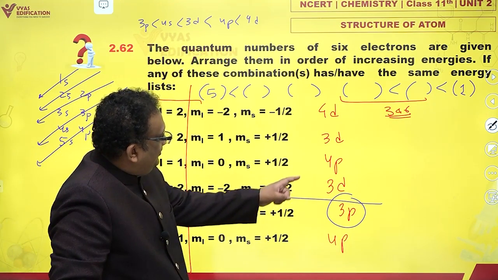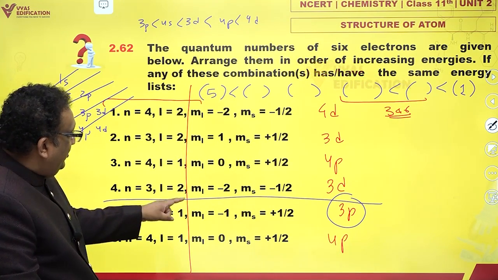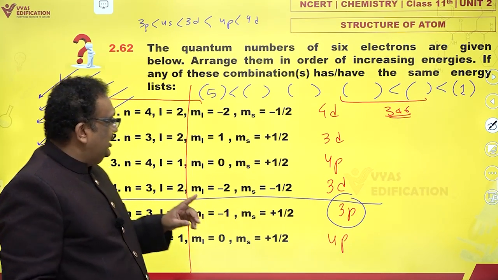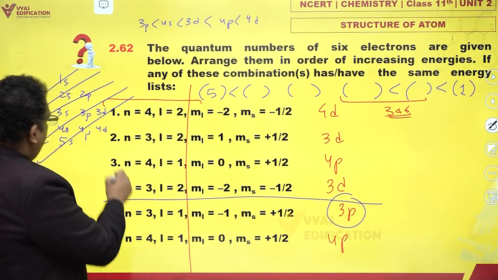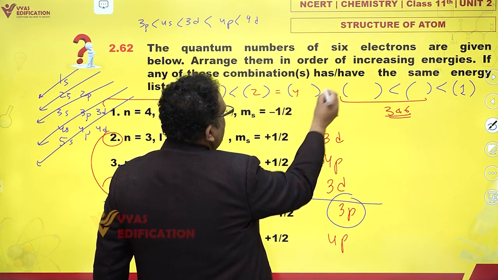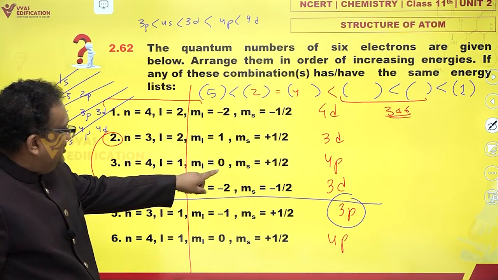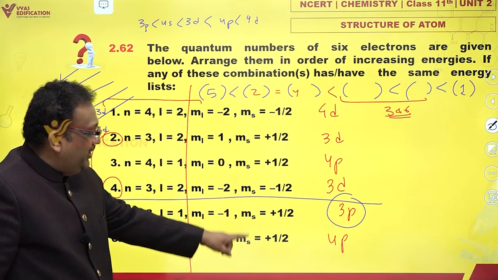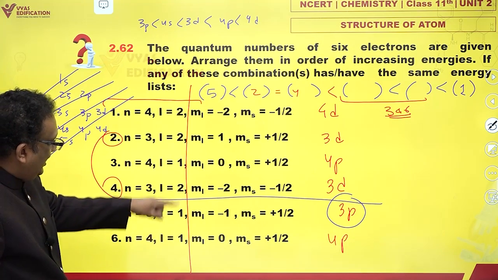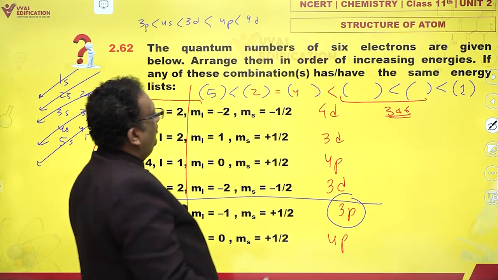And 3d with ml 1 and 3d with ml minus 2. All d orbitals are degenerate, they have the same energy. So 2 and 4, both of them are 3d, and both have the same energy. But it is less than 4p. One of them has ml 0, and one of them has ml 0. Only spin difference, no other difference. In fact, they are the same. 4, l 1, ml 0, s half. Yes, 3 is the same as 6. 4p, 4p.